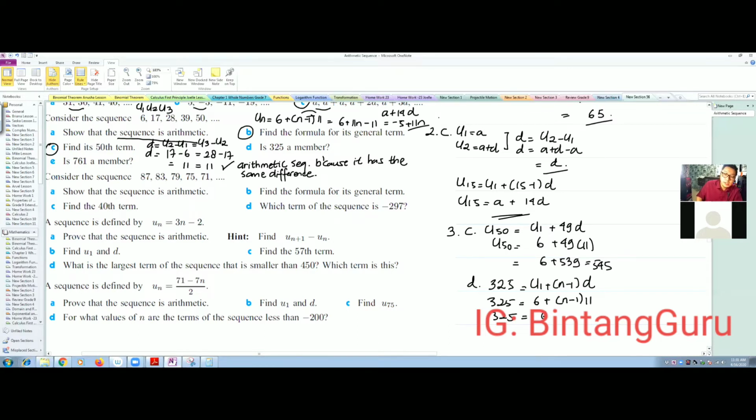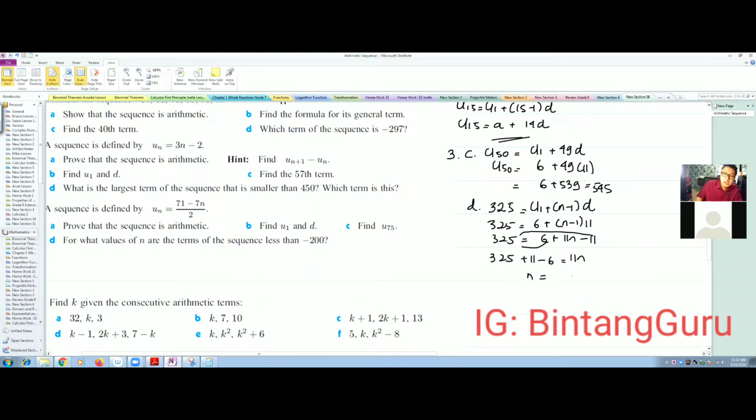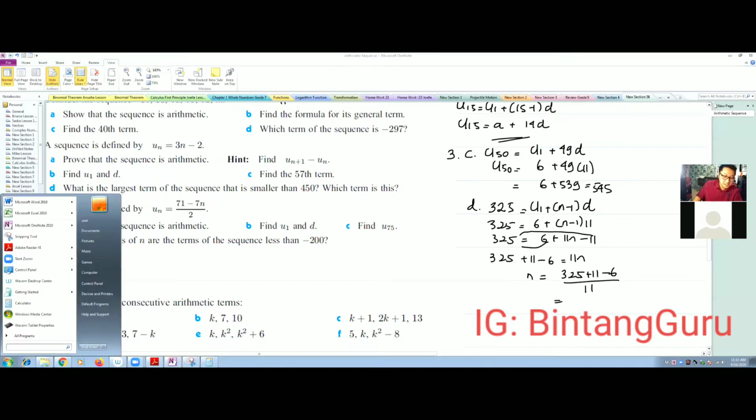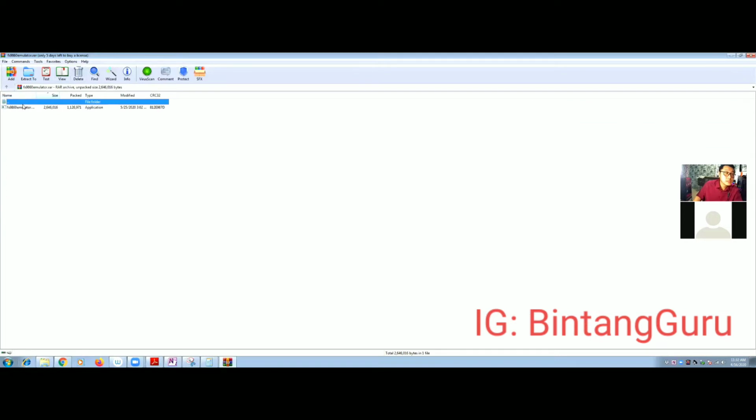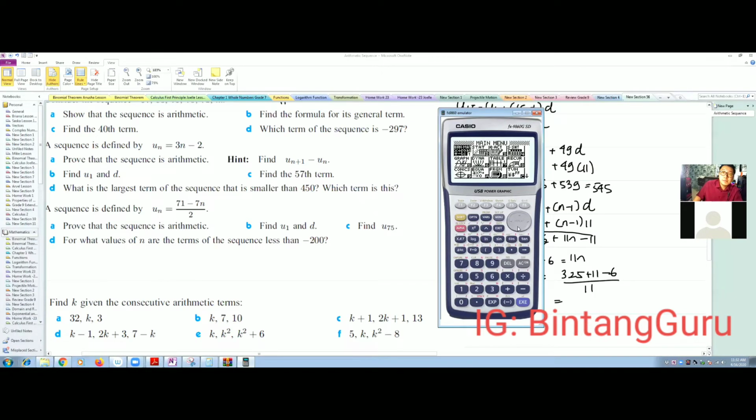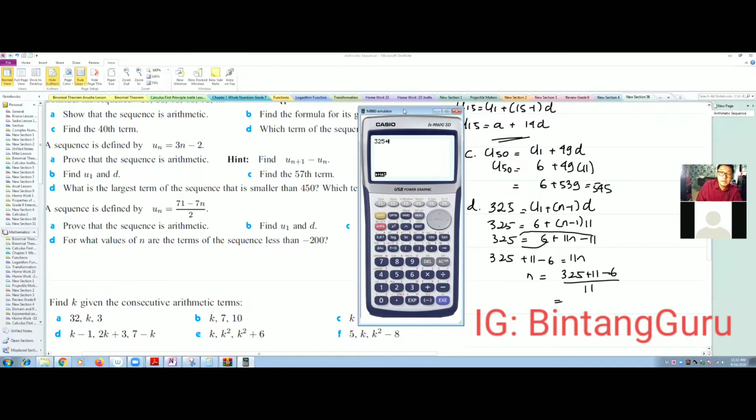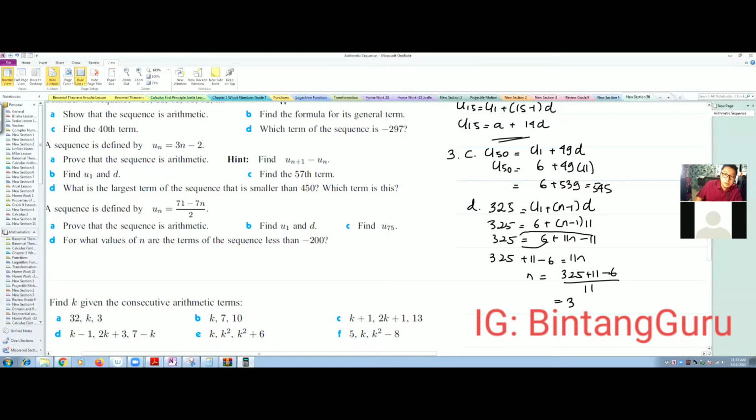And then we have to solve for n, so 6 plus 11n minus 11 equals 325. I will move all to the left: 325 plus 11 minus 6 equals 11n. So n will be 325 plus 11 minus 6 over 11. Using the calculator, 325 plus 11 minus 6, divided by 11, is 30. So this is the 30th term, so 325 is a member.